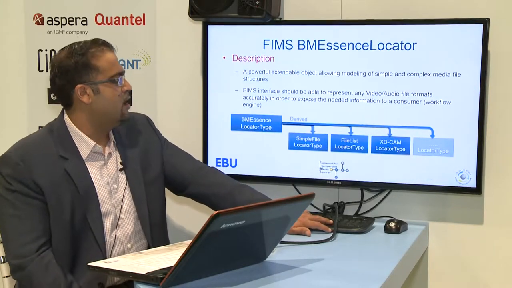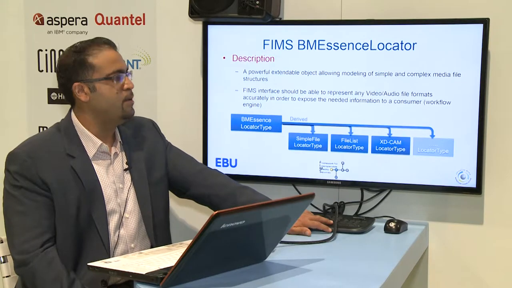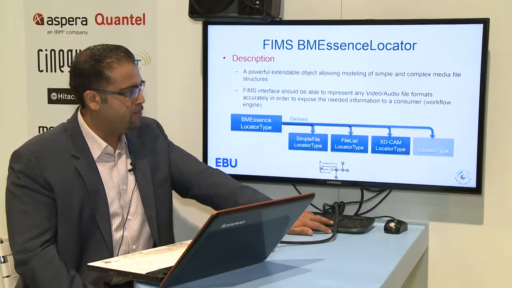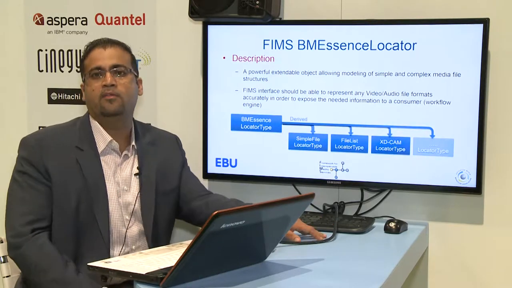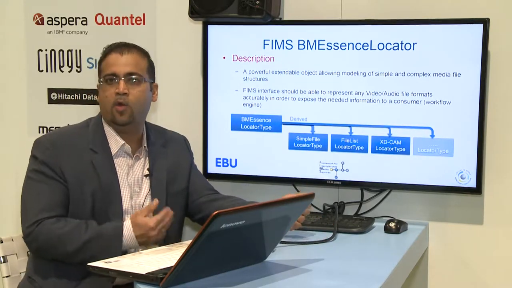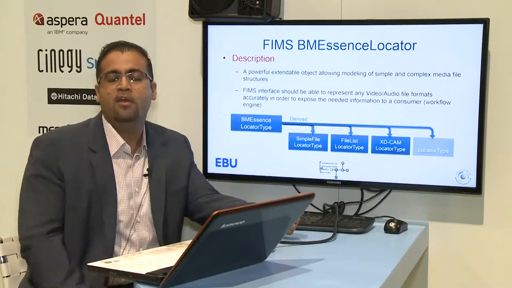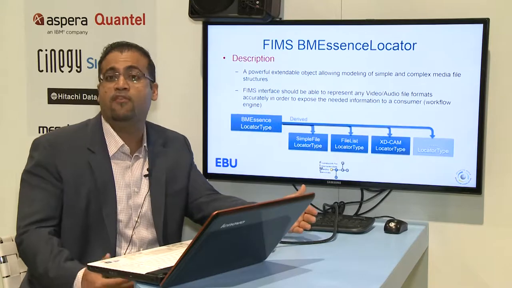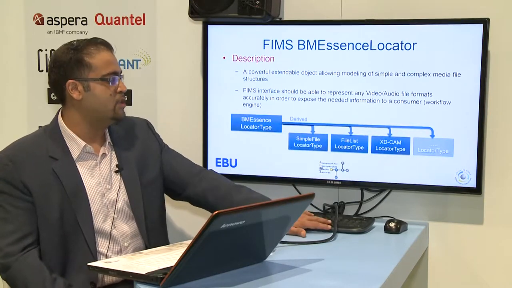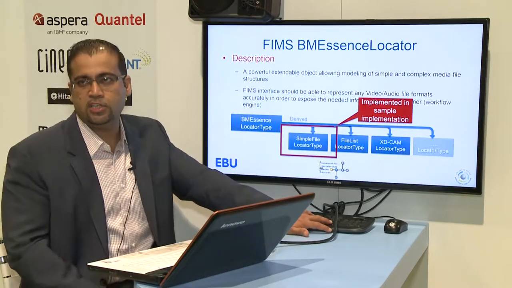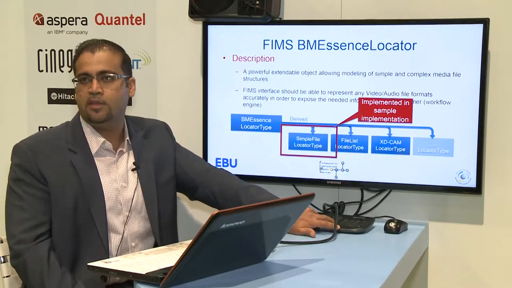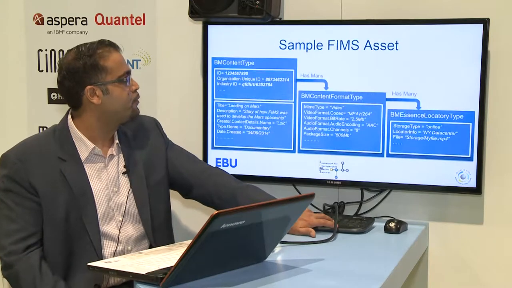And so this is a little bit more of a breakdown into the BM essence locator. So it's a very complex container where you can just have a single file and a location to that single file, or you could have multiple files such as smooth streaming files, which are composed of multiple files. So that structure currently supports that. As part of the implementation, we are just going to be going with a single file that is going to be associated with the essence locator.